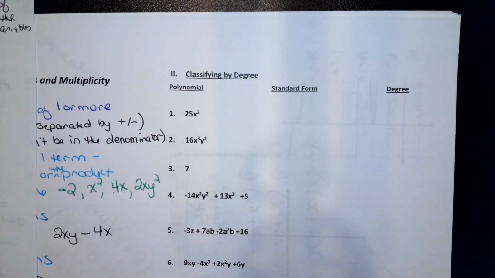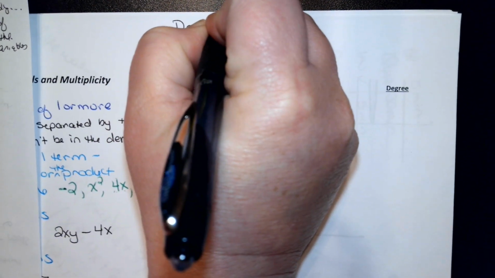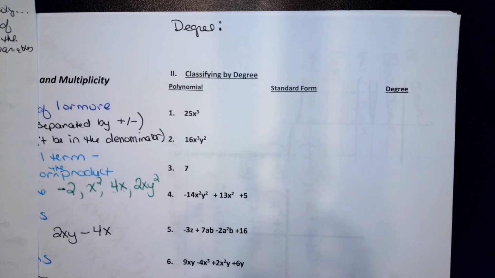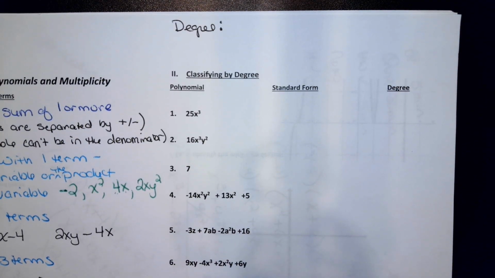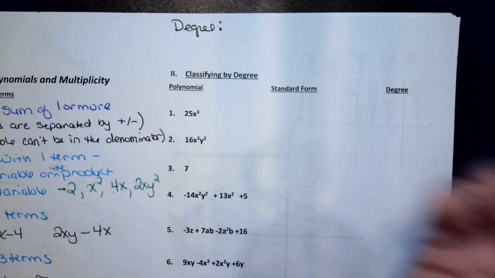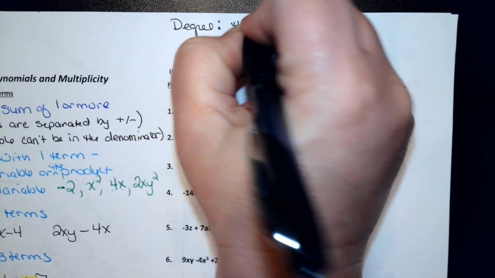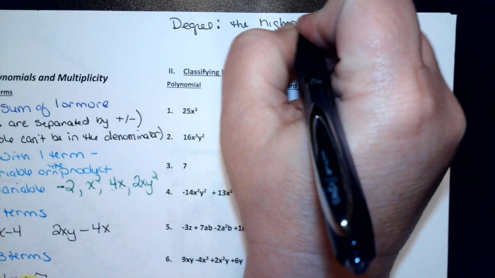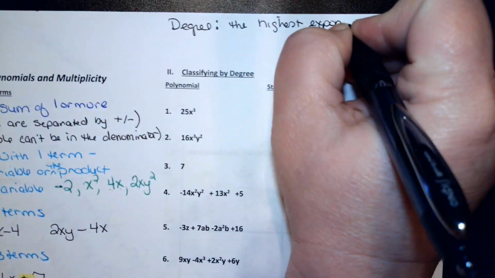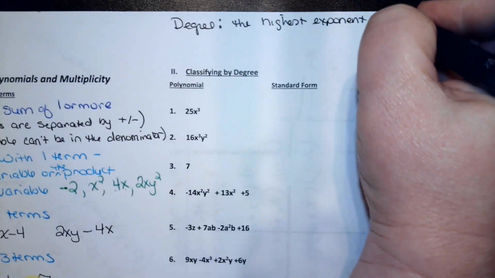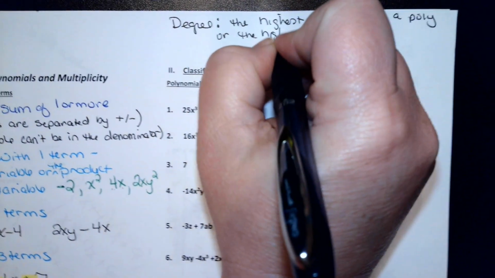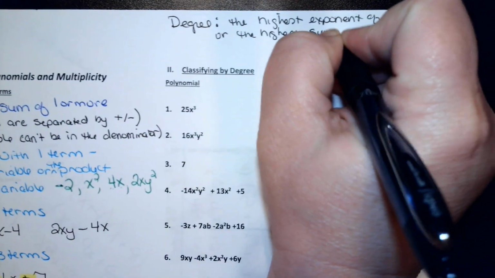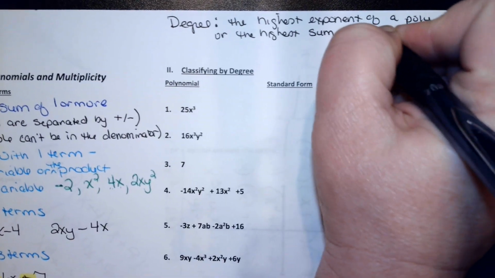All right, so we've got a couple of vocabulary words here. All right, let's talk about what degree is. All right, so a degree is simply, to put it in our terms, it's going to be the highest exponent of a polynomial or the highest sum of exponents of a polynomial.